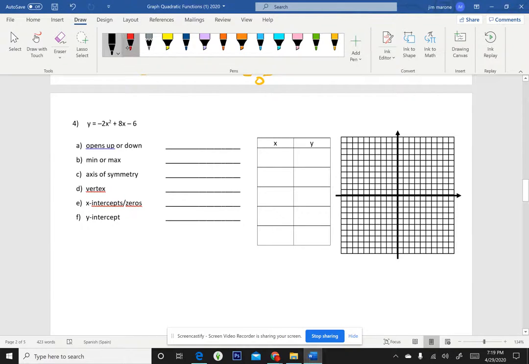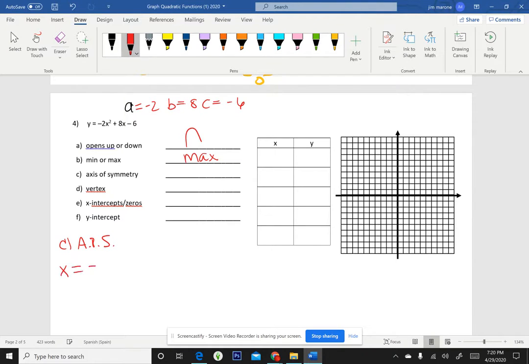For number 4, A is going to be equal to -2, B is going to be equal to 8, and C is going to be equal to -6. Because that A is negative, it's going to open down, and there's going to be a maximum, and then I can find my axis of symmetry.